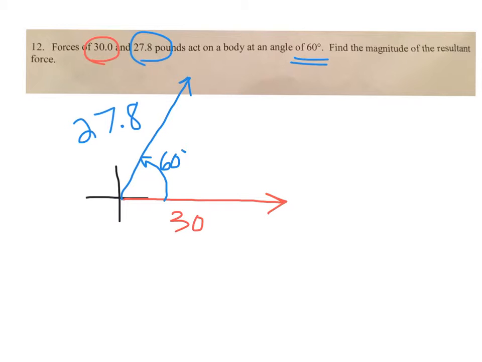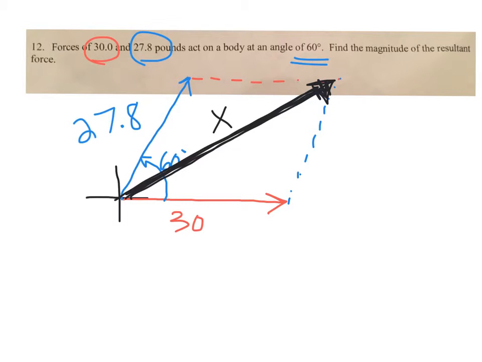Okay, so what we're going to do is we're going to make our parallelogram. So we come over here and put our 27.8-pound force over here, and you put your 30-pound force up here. And where these two things form a parallelogram is where your resultant, or your answer, is. So this is going to be the force that is the result of these two things acting at that angle. So this is what we're looking for, basically the length of this line. So we'll call this x.